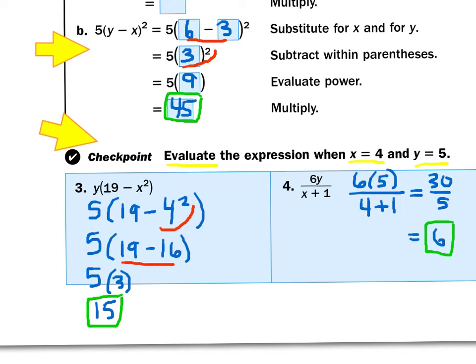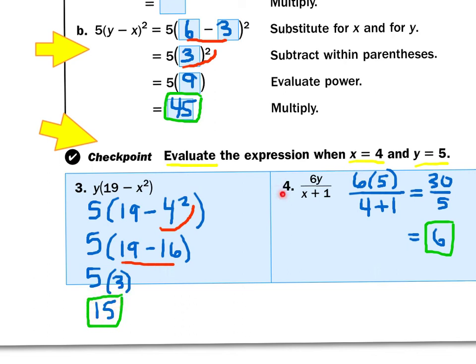Okay, and then take a look at this checkpoint. It says evaluate the expression when x is 4 and y is 5. So the first thing we're going to do is plug in the 5 where we saw the y and the 4 where we saw the x, okay? So GEMDAS tells me to do what's inside the grouping symbols first, but I see two things. I see subtracting and I see the exponent. We have to do the exponent first before subtraction. So 4 to the second power would give us 16, and now 19 minus 16 gives us 3. And now we can multiply. 5 times 3 gives us 15.